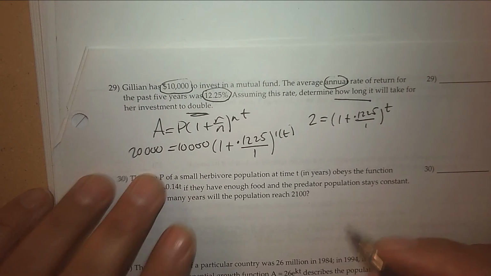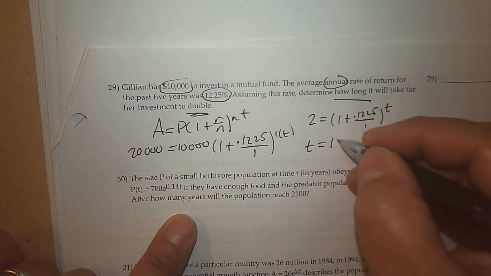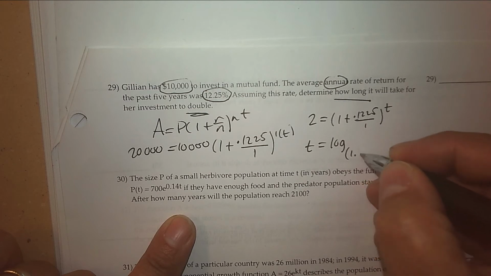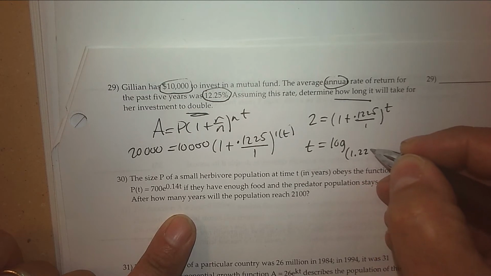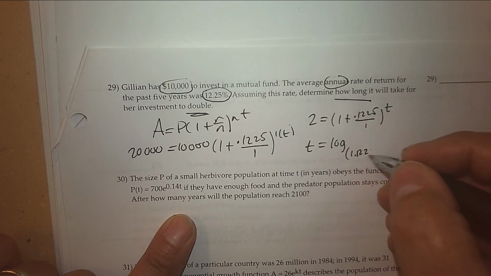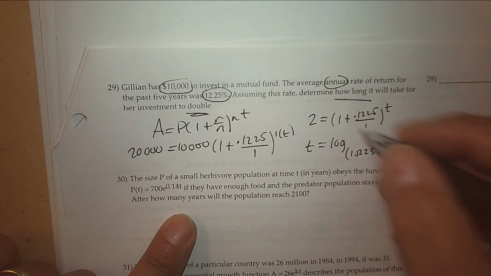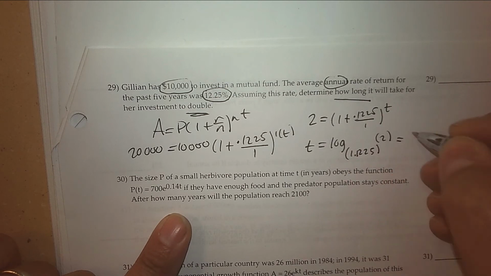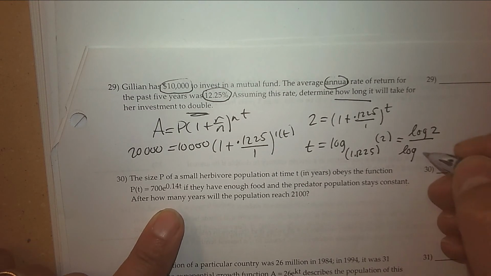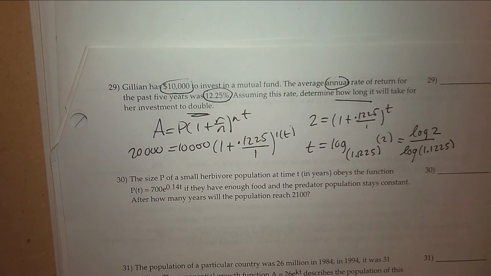So to get t by itself, we write it as a logarithm. So the exponent is t, and then we write down log, and the base of the log is going to be 1 plus this. Oh, I forgot a 1 there. 1 plus that is 1.1225 if you add them together. And if you divide by 1, it stays the same. And then inside you have 2. So on my calculator, I'm going to go log of what's inside divided by the log of the base, which is 1.1225, and that will give me the answer.